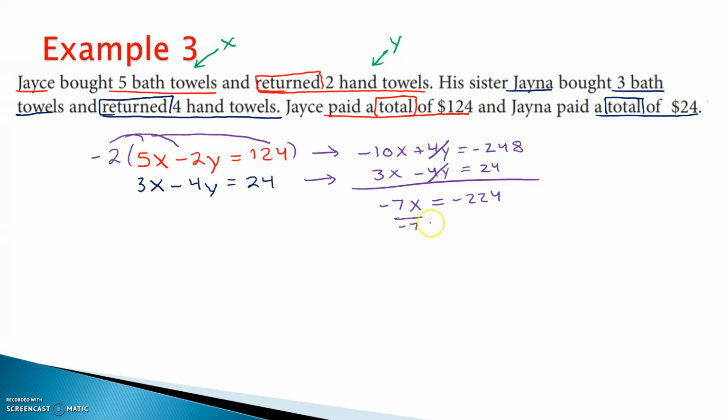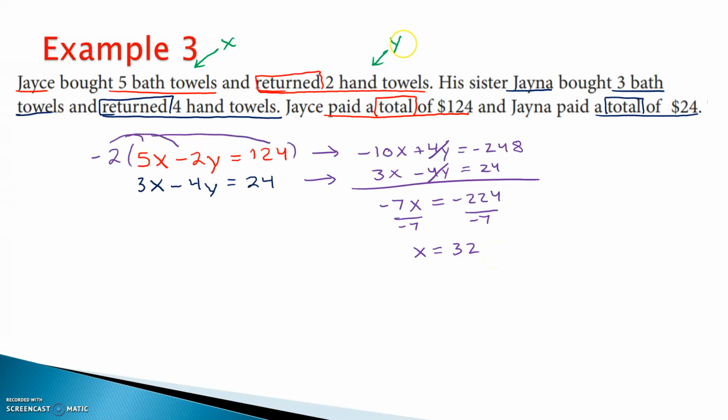Let's divide both sides by negative 7. Now that's a very large number. I don't know that off the top of my head. I know it's going to be a positive. If I use my calculator, 224 divided by 7 is going to be 32. All right, that's great. That's fine and dandy.